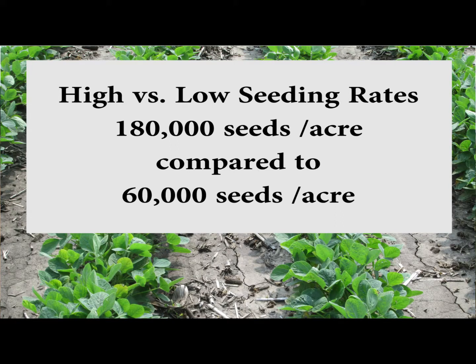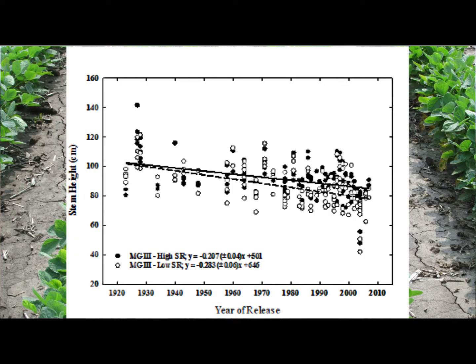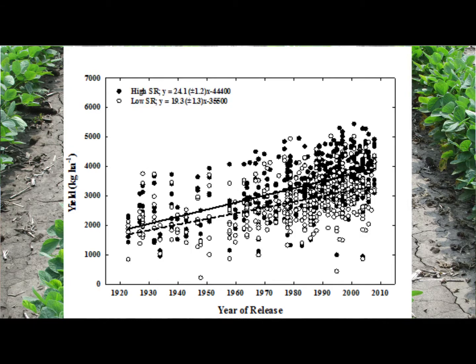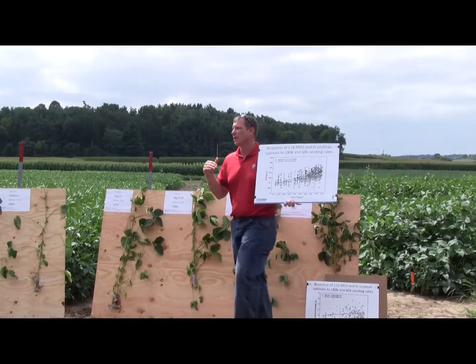What I have here are the data for all 116 of these cultivars. And one of the things we found, in fact, is yes, the cultivars have gotten shorter over time. And in all the studies we did at all the years, yield has continued to increase. But yield is increasing under both the high seeding rate and the low seeding rate environment.